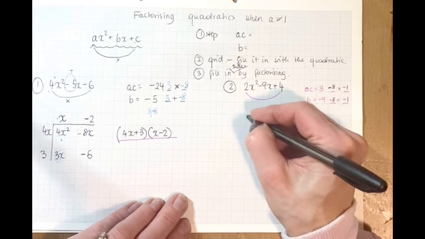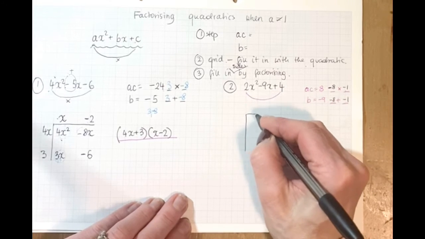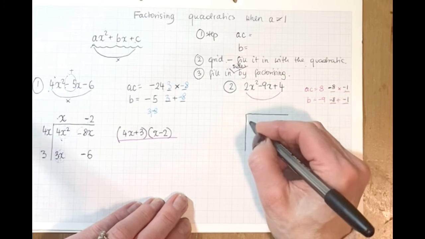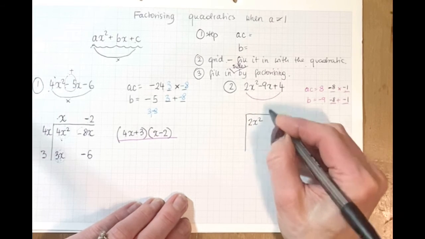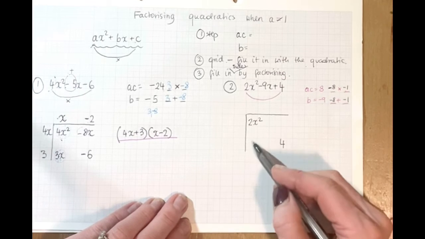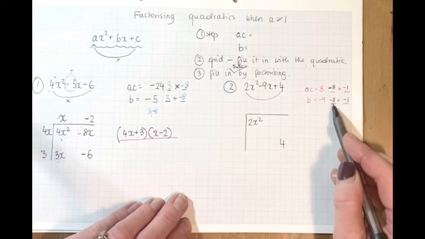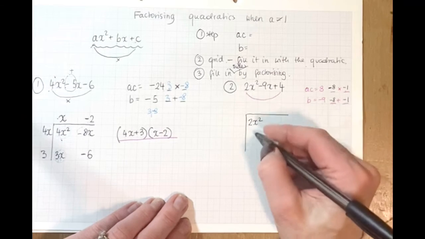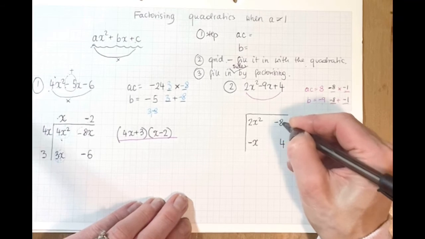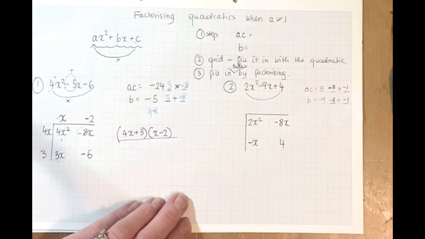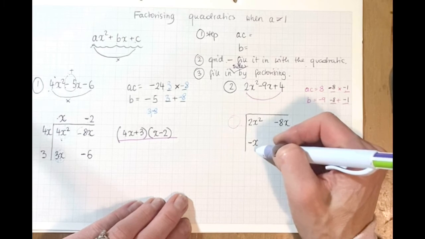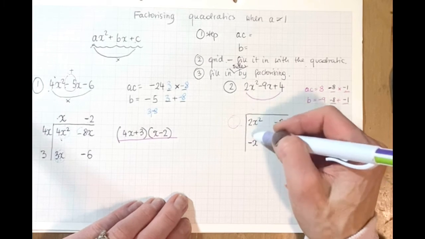So let's do the grid. We know what goes inside the grid. You will have 2x squared in the top left. You will have 4 in the bottom right. In these two corners will go minus 8x and minus 1x. So let's put minus 1x here, minus 8x here. You will have to factorize. You can either factorize this way to find this number, or factorize this way.